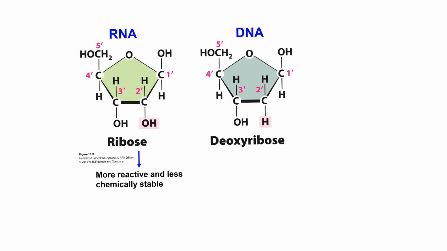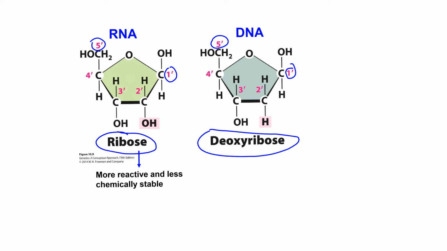Nucleotides of both DNA and RNA contain sugars called pentose. Pentose sugars have 5 carbon atoms which are numbered from 1' to 5', the same for both molecules. Now, the difference between DNA and RNA is that DNA contains deoxyribose and RNA contains ribose. Deoxyribose has hydrogen attached to the 2' carbon, while ribose has a hydroxyl group attached to the 2' carbon.